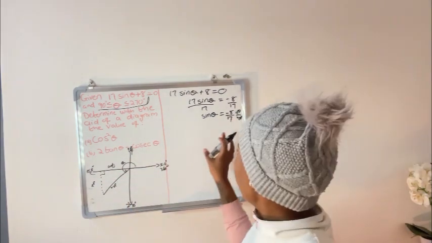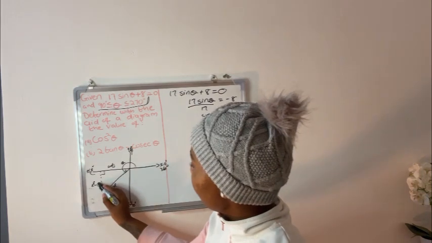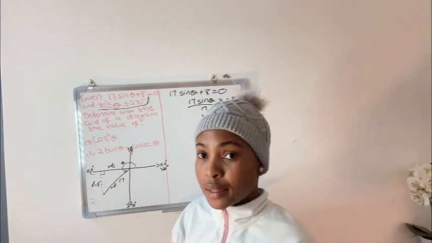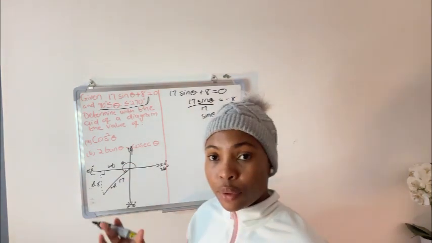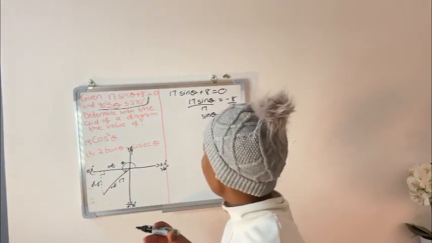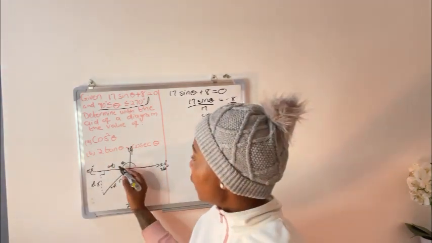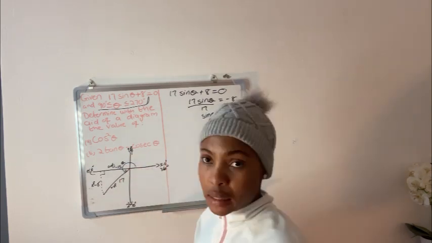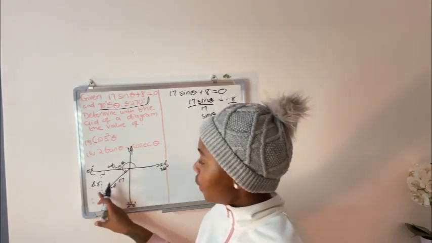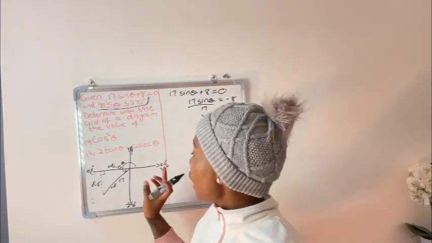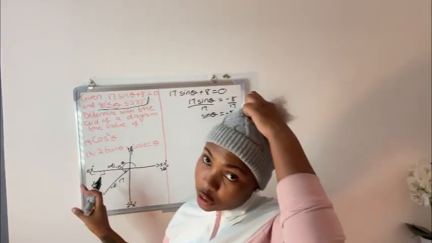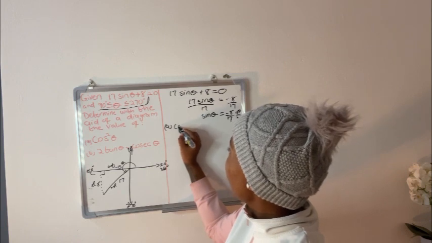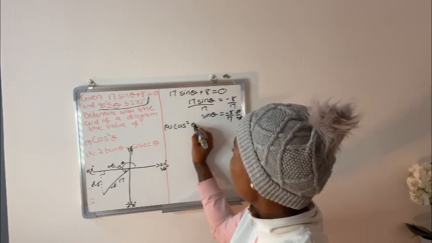Now we label our sides. We have that our opposite is negative 8, our hypotenuse is 17. We have to look for our adjacent using the theorem of Pythagoras. Now please do it on your own. Theorem of Pythagoras, we are going to get that your adjacent is negative 15. Now that you have all the sides of the right angle triangle, then we can go and answer the questions. A, we have to find the value of cos squared theta.